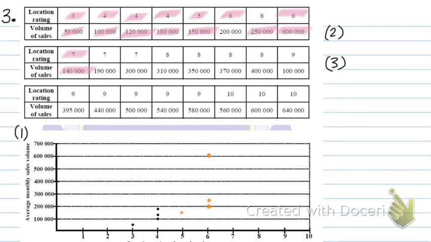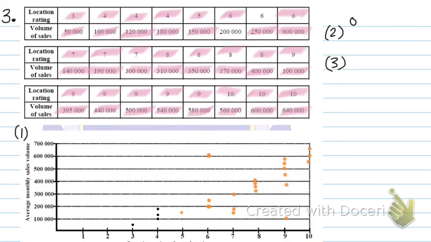6 and, okay, wait, I missed one. 5 and 150,000, no. Then 6 and 200,000, 6 and 250,000, 6 and 600,000, 7 and 140,000, 7 and 190,000, 7 and 300,000, 8 and 310,000, and so I draw each of them on the graph. Please make sure that you have all the dots right there. Okay, so if you don't, just press pause for a little bit, make sure you have it.